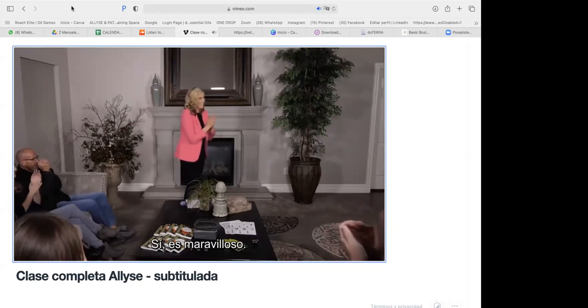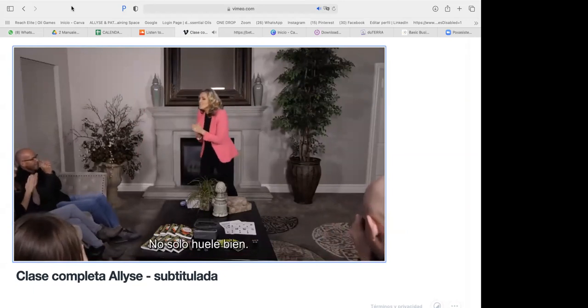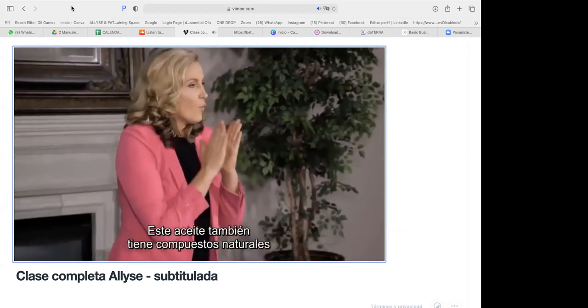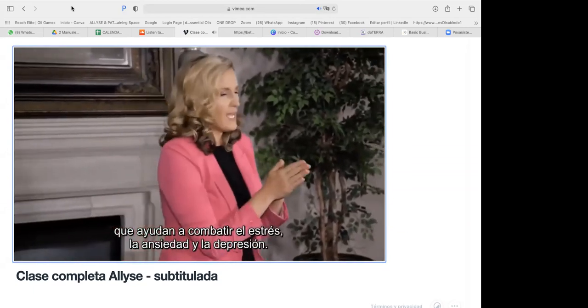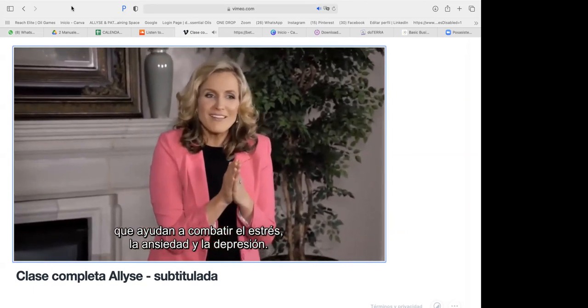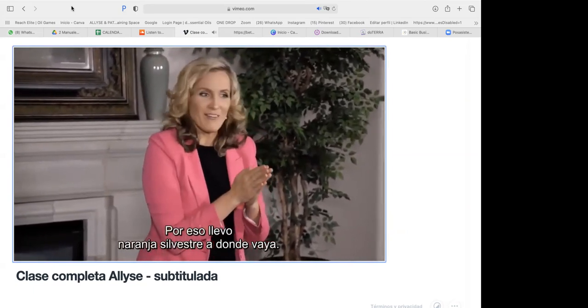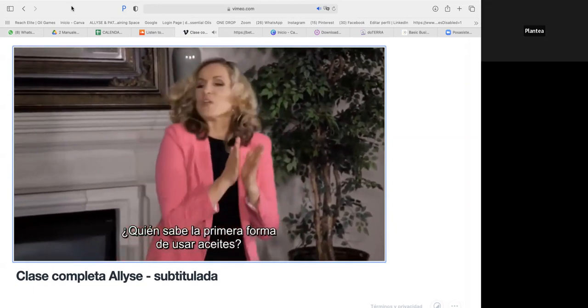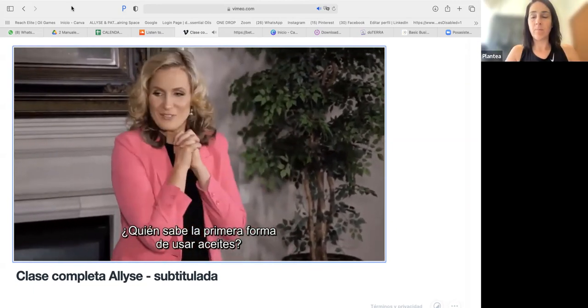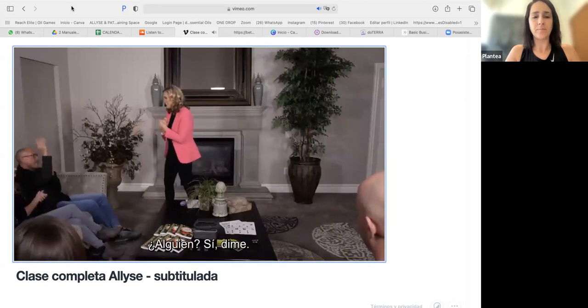What do you think? It smells super yummy. Isn't that yummy? It's amazing. Not only does it smell good, but wild orange has natural compounds that help with stress, anxiety, and depression. So I take wild orange wherever I go. It's awesome. So who knows the first way that we use essential oils?